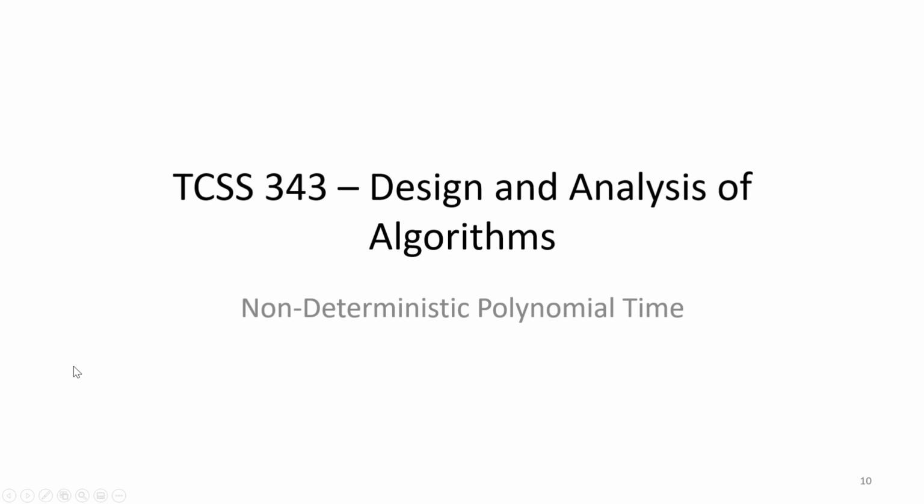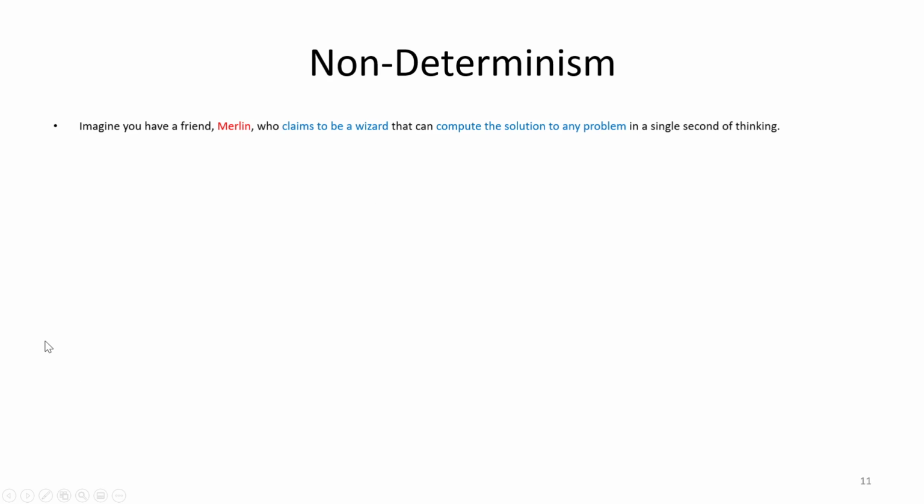So to do that, let's begin by taking a look at the power of non-determinism itself. So I'm going to introduce this with a thought experiment, or just a little puzzle here. So imagine you had a friend named Merlin. Merlin claims to be a wizard, a special kind of wizard, a computational wizard, the best kind, that can compute the solution to any problem in a single second of thinking.